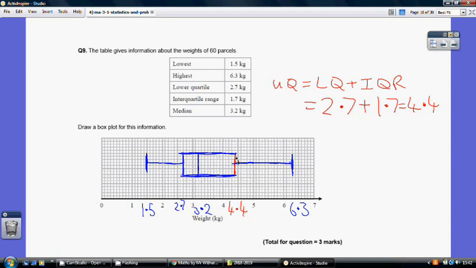Now the upper quartile is what you get when you have the lower quartile add the interquartile range. So this upper quartile is going to be at 2.7 add 1.7, which is 4.4. So that's here, because upper quartile take away lower quartile, 4.4 take away 2.7 is what the interquartile range is, which is 1.7. And then finally the highest value comes at 6.3.